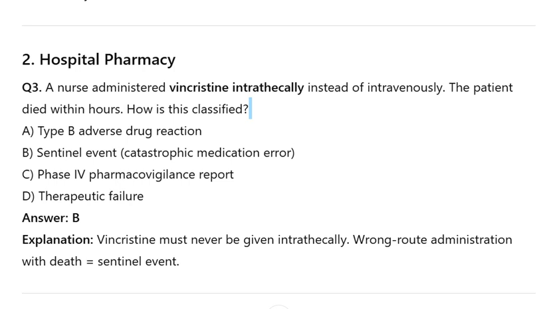Explanation: Vincristine must never be given intrathecally. Wrong route administration with death equals sentinel event.